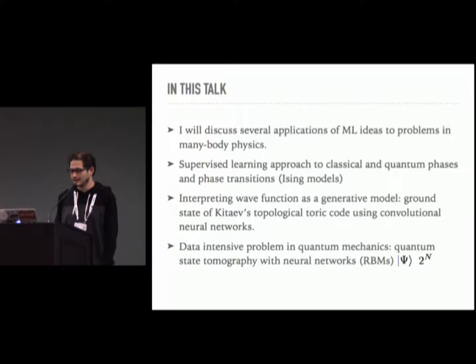So in this talk, I will discuss several applications of machine learning ideas to problems in many-body physics. In particular, I'm going to tell you about a supervised learning approach to classical phase transitions. I wrote quantum, but I don't have any quantum for this talk. I'm going to interpret the wave function as a generative model of the reality that we see, and using that idea, I'm going to write down the ground state of the Kitaev toric code using convolutional neural networks, and then using those ideas, I'm going to focus on a slightly less toy problem, and I'm going to show a data-intensive problem in quantum mechanics, which is that of quantum state tomography, using neural networks, in particular RBMs.